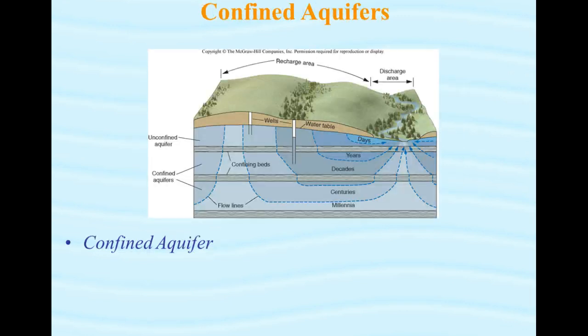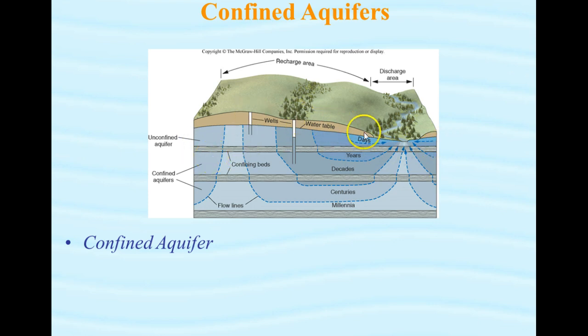Okay, next write that a confined aquifer is completely filled with water under pressure and is separated from the surface by a nearly impermeable confining layer or aquitard. All right, so we're working with confined now, not unconfined. So now you're seeing water that's surrounded by impermeable rock.